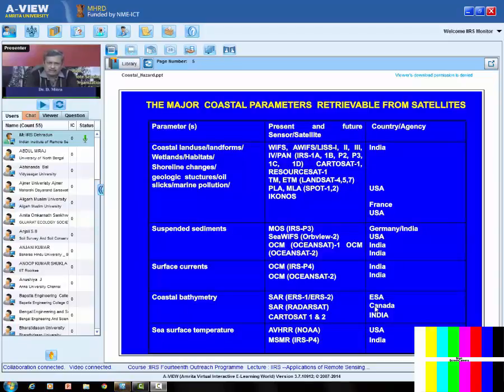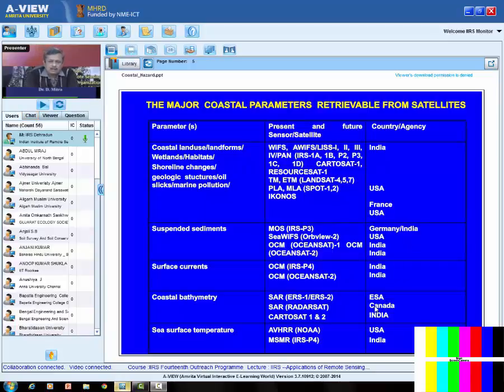Those you can very well map with various kinds of optical data like AWiFS, LISS-1, LISS-2, LISS-3, PAN, Cartosat, Resourcesat 1, 2, Landsat TM, ETM, and OLI, then SPOT PLA, MLA, IKONOS, QuickBird. All kinds of satellite data will help you to map the land use, landform, coastal wetland habitat. You can get the shoreline changes and geological structures, those things you can do.